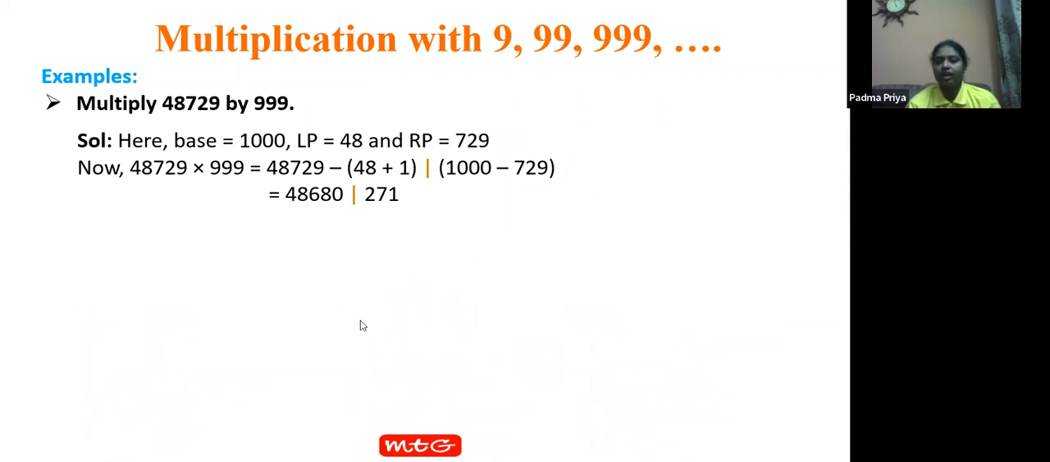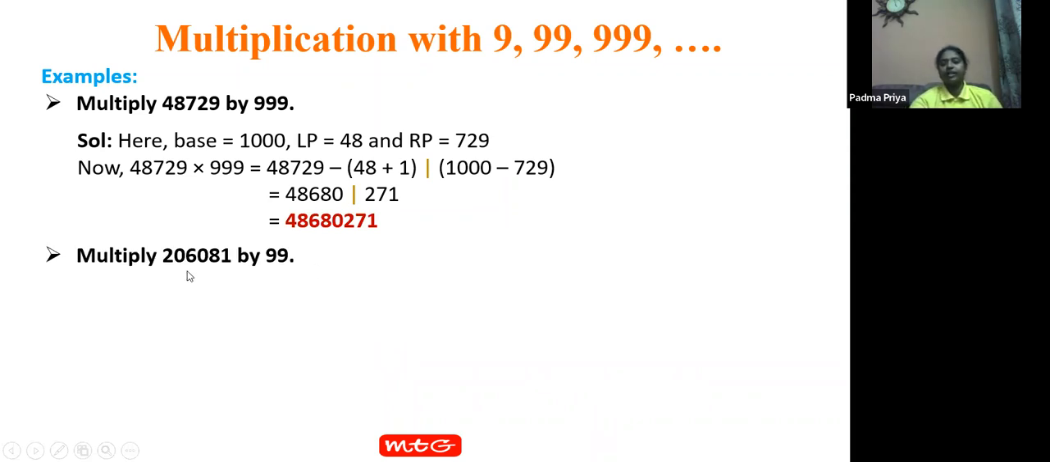Still, if anyone is having doubt, please raise your hands. So, see here, we are multiplying such a bigger number, 206081, with 99. Now, here the base is 100. So, the right part will be 81 and the remaining all will be the left part.